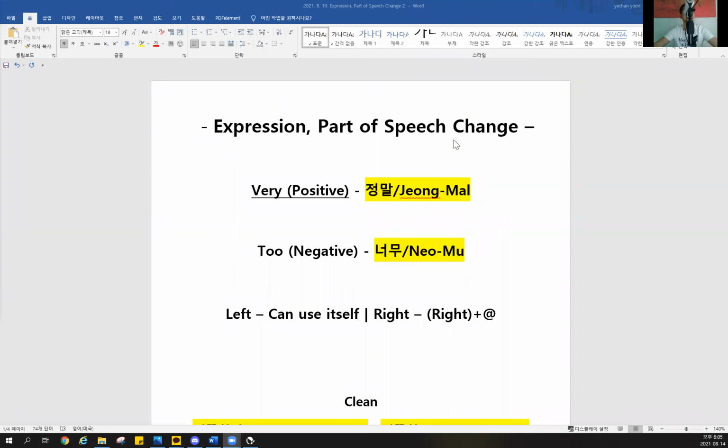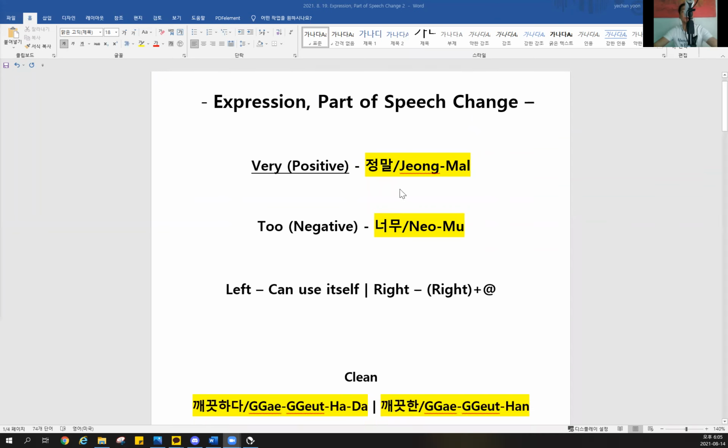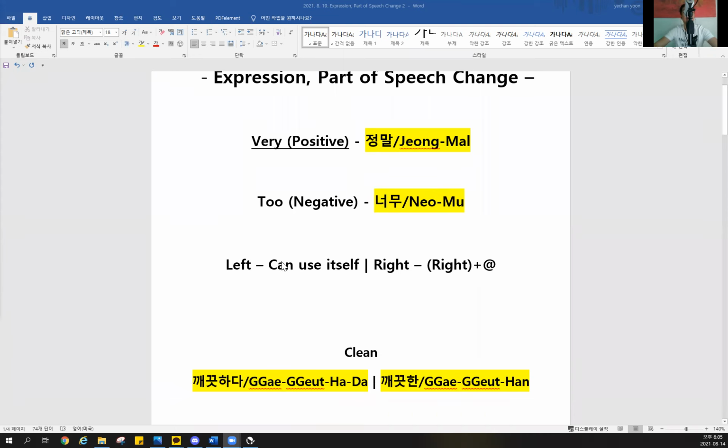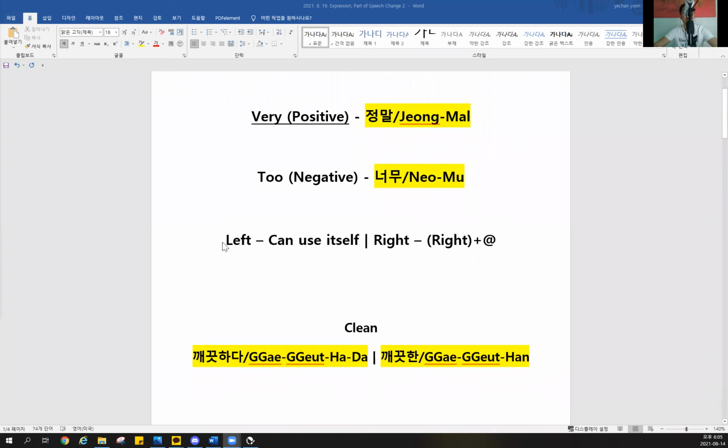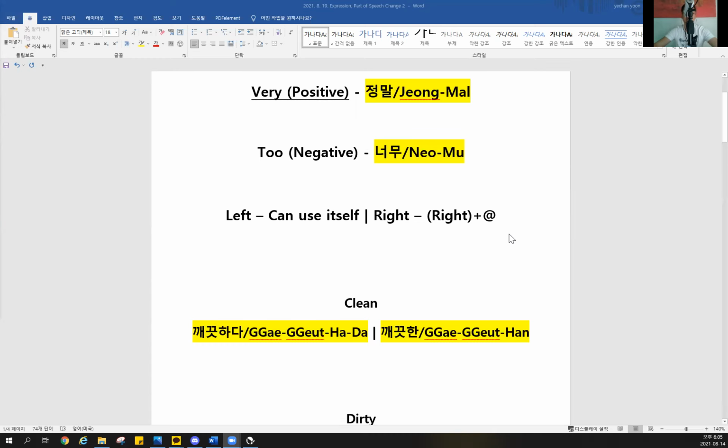So expression and part of speech change, part 2. We learned this one in the previous class, so I'm just going to skip it. For this one, as I told you before in the previous class, the left side can be used by itself alone, but the right side you have to use with other words or another noun or different kinds of words. Okay, so let's go to the first one.